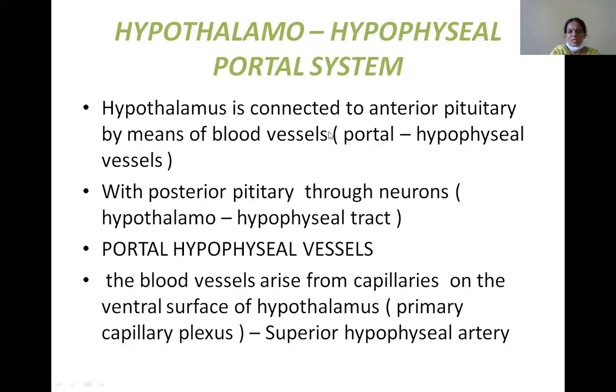So the hypothalamus is connected to the anterior pituitary by means of blood vessels, the portal hypophyseal vessels, and it is connected to the posterior pituitary by means of neurons, the hypothalamo-hypophyseal tract. The portal hypophyseal vessels, the blood vessels, arise from capillaries on the ventral surface of the hypothalamus, the primary capillary plexus, which are the branches of the superior hypophyseal artery.